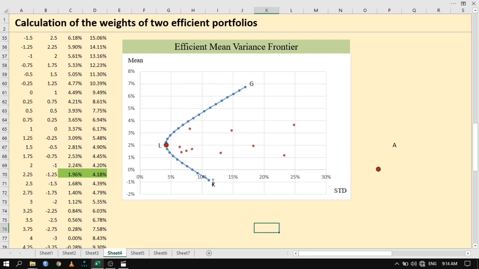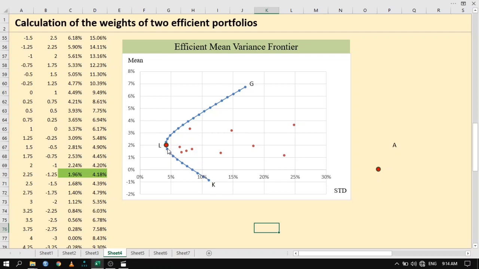But from L to K, obviously, this is represented by the portfolios that are not efficient, because every single asset plotted in this particular graph is better than whatever portfolios are available in this portion, right? So no investor will go and select portfolios from this part of the curve. So you can easily get rid of this part.